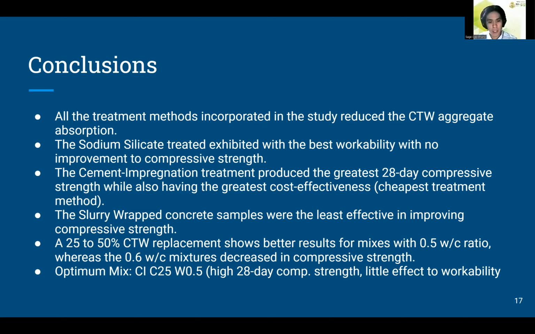And as for aggregate replacement, moving from a 25 to 50% replacement showed better results for mixes with a 0.5 water cement ratio over that of the 0.6 mixes. The experimental results have shown that using a 0.6 water-cement ratio would likely yield a decrease in compressive strength. And lastly, the optimum mixture in this study was found to be the cement impregnated mixture with 25% CTW aggregate replacement and 0.5 water-cement ratio. And this is mostly due to the high 28-day compressive strength and little compromise to workability.